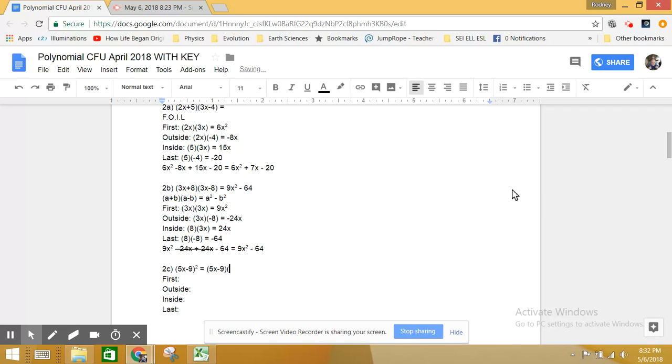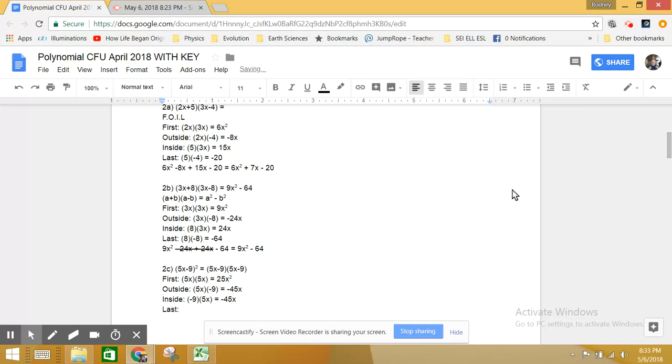5x minus 9 times 5x minus 9. I'm squaring the same thing. So my first is 5x times 5x, which is going to be 25x squared. My outside is going to be 5x times negative 9, which is going to be negative 45x. My inside is going to be negative 9 times 5x, which is just the same thing, negative 45x.